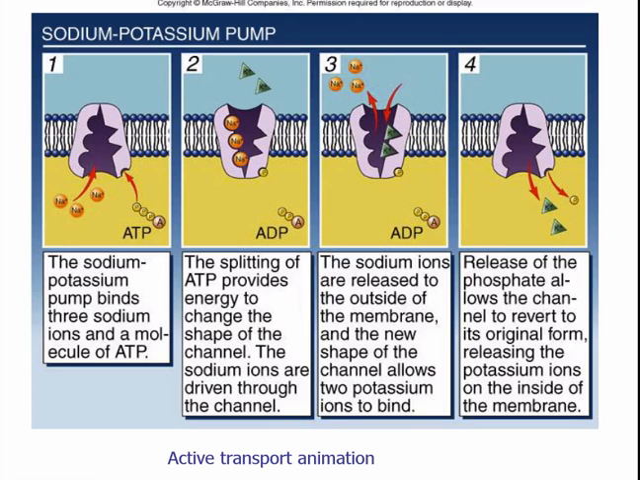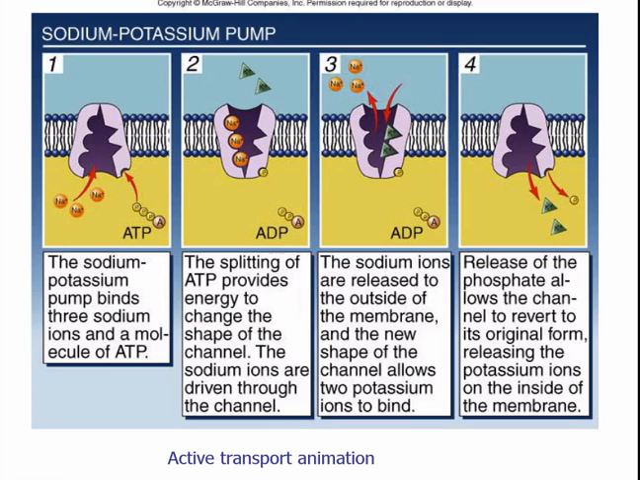The sodium-potassium pump binds 3 sodium ions and a molecule of ATP. Look at the 3 orange balls. Those are sodium ions. The cell wants those sodium ions out of the cell, and it wants the potassium ions to come into the cell. They normally don't pass through the cell membrane via diffusion, so the cell has to work to get this to happen. So it binds those 3 orange balls, the sodiums, and it grabs a molecule of ATP.